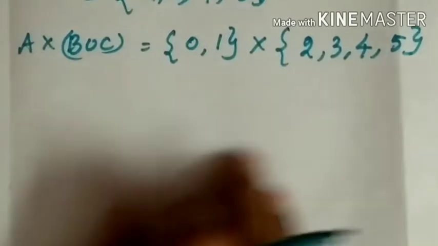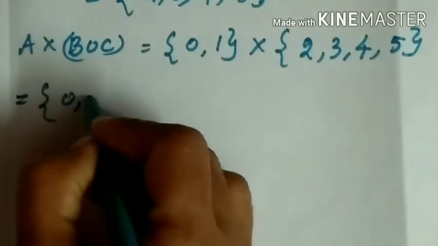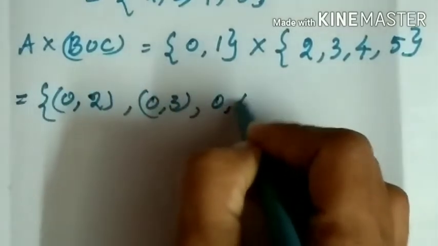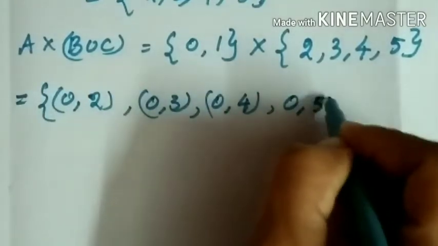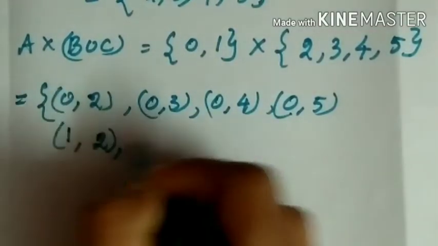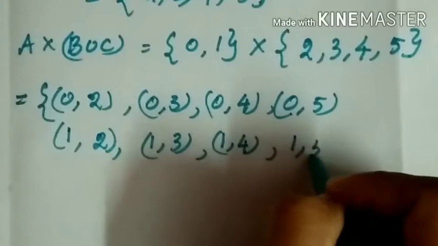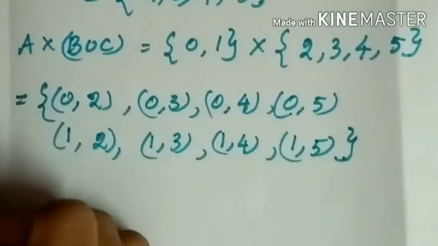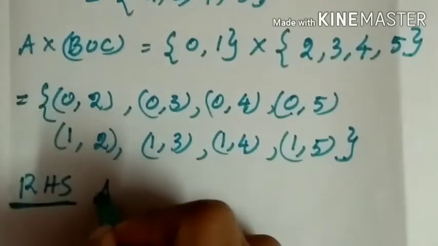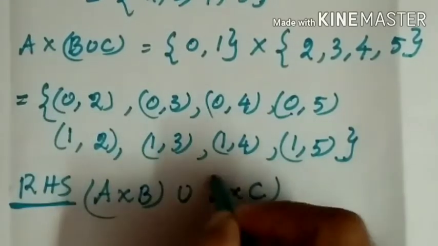Now the Cartesian product of these two sets, we get the ordered pairs (0, 2), (0, 3), (0, 4), (0, 5). Then next elements (1, 2), (1, 3), (1, 4) and (1, 5). Then next you take RHS, right hand side, that is (A cross B) union (A cross C).